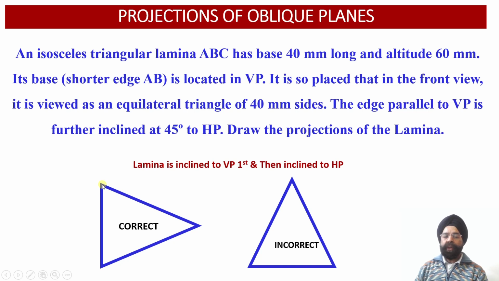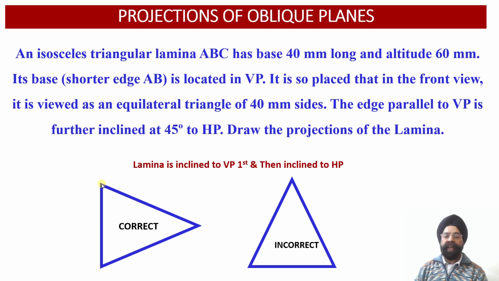Now if we rotate this triangular lamina with respect to the vertical plane and we move it through this corner, this corner will be moved ahead of the vertical plane. Upon the inclination of this triangular lamina with the vertical plane, we will find that this edge is still contained by the vertical plane or parallel to the vertical plane.